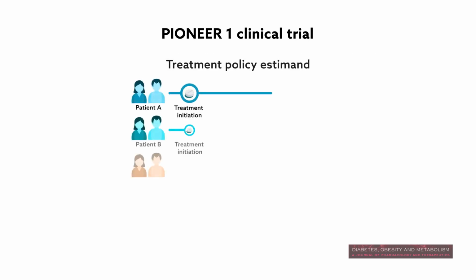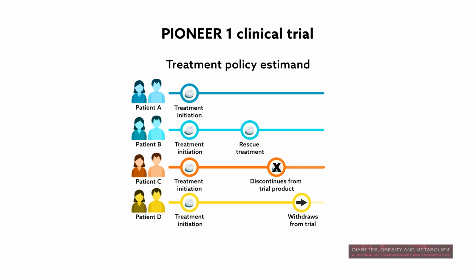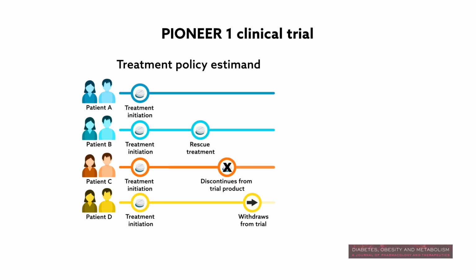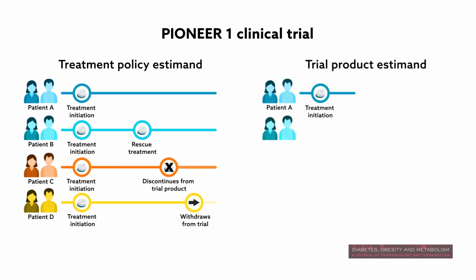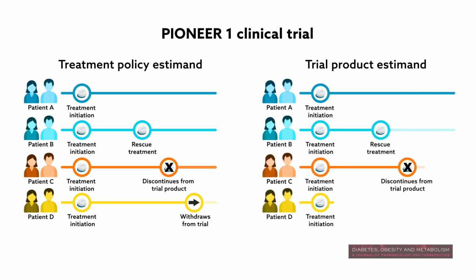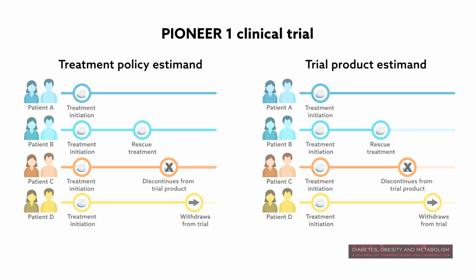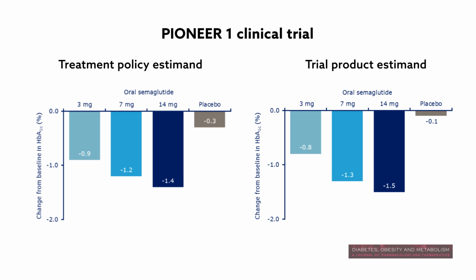The treatment policy estimand, defined as the difference between treatments in change from baseline to week 26 in HbA1c and body weight, regardless of trial product discontinuation and/or addition of rescue medication, and the trial product estimand, also evaluating the difference in HbA1c and body weight, but assuming all patients had remained on trial product for the entire trial without rescue medication. While the two estimands address two different questions, both add to the full clinical picture provided by Pioneer 1.